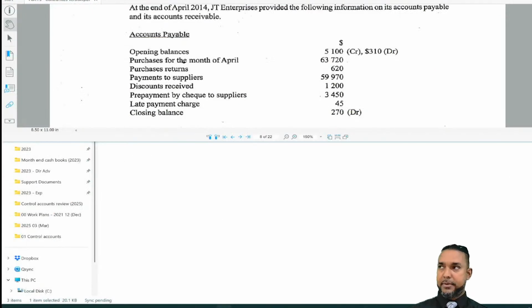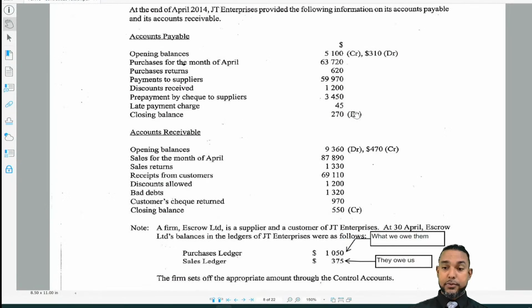Right, so what I'll do, let me maximize this now. So yeah, I'll give you guys about 10 to 12 minutes to do the debtors control. Right, and don't forget the set off goes in both accounts. It's the same figure, but on opposite sides.